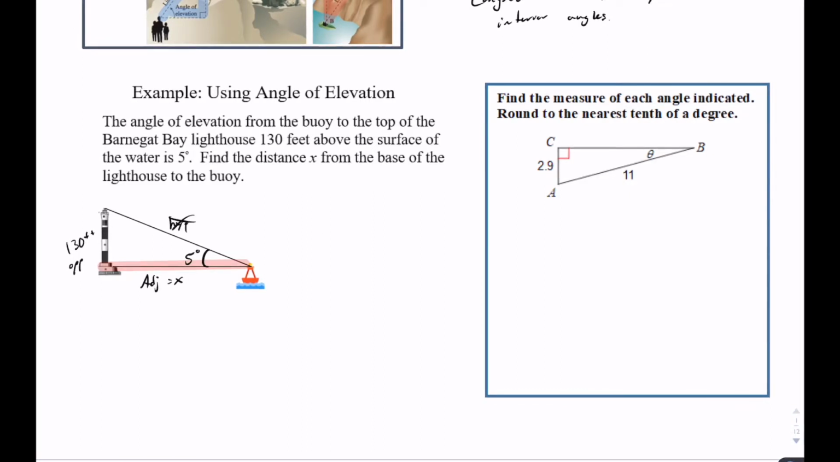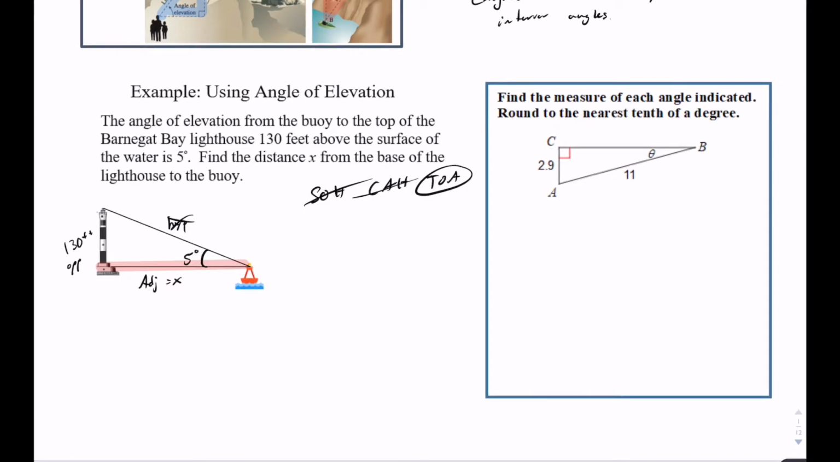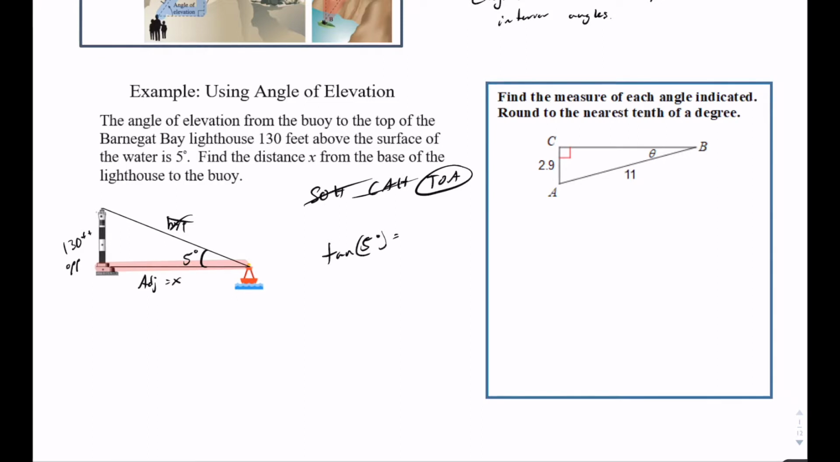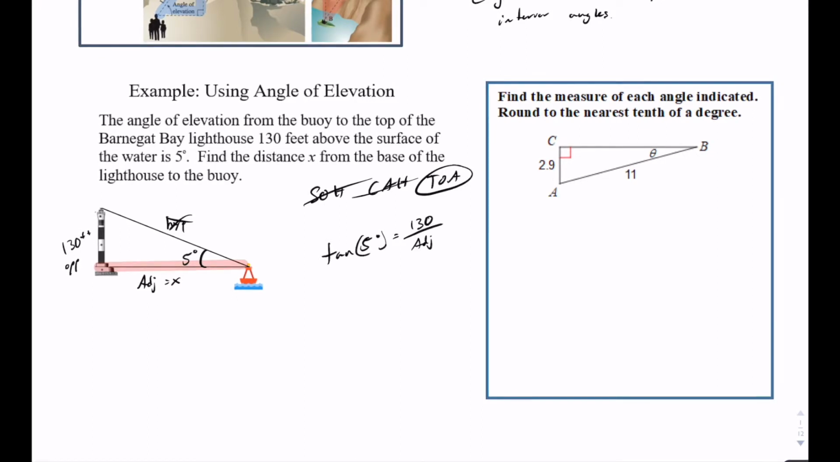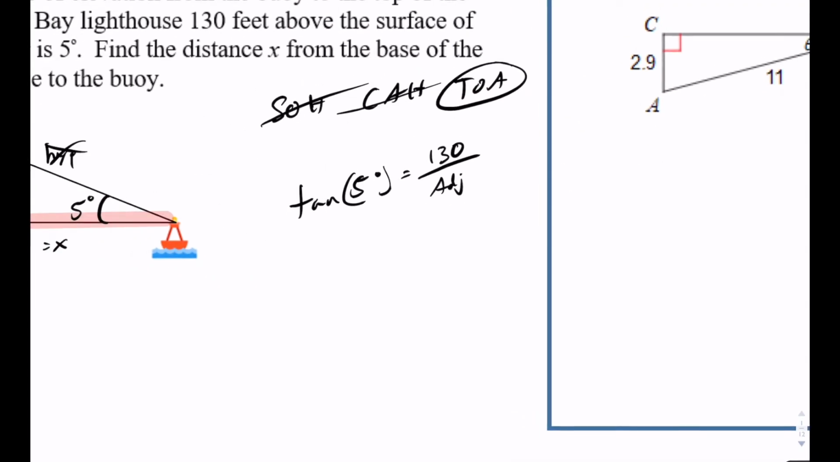So since we didn't touch it, we know it's not going to be SOH or CAH. So no sine or cosine. It's TOA. So now let's see. We have tangent 5 degrees equals opposite over adjacent. So 130 over adjacent. Now here's a trick that I like to do because we're trying to solve for adjacent, but it's in the bottom of the fraction this time.